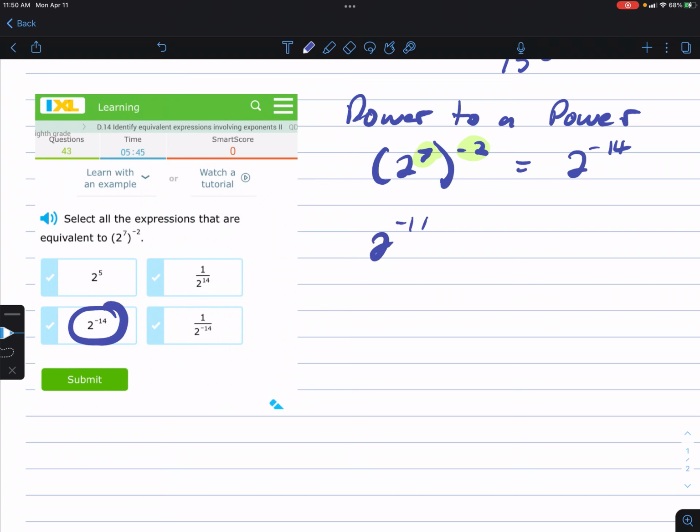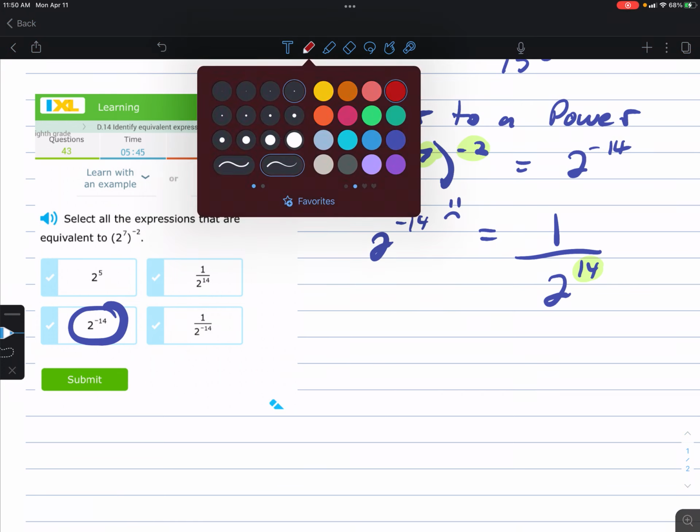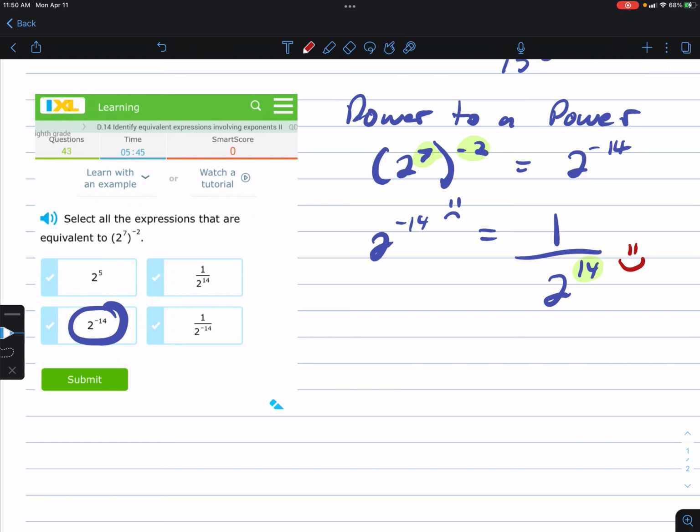Since we have a negative exponent, it is unhappy. We can use the negative exponent property and rewrite this as 1 over 2 to the positive 14th power. Notice how I kept the 2, it's still 2, but now my exponent is positive because it's happy, it likes its location. A negative exponent doesn't like where it lives. We flip it, the reciprocal, so 1 over 2 to the positive 14th would be this one. It can't be that one because it was negative on the top and positive on the bottom. And 2 to the 5th power, I'm guessing they thought you were going to do 7 plus negative 2, which would have given you 5, but that's not how you do that.